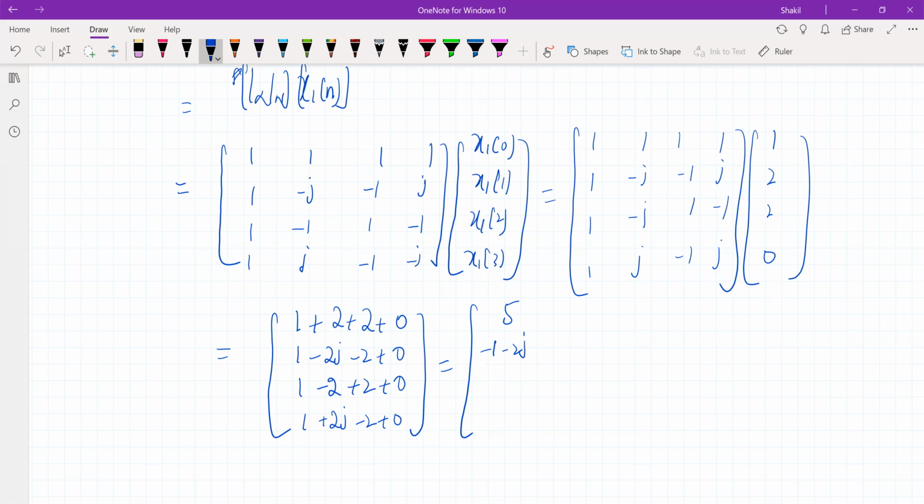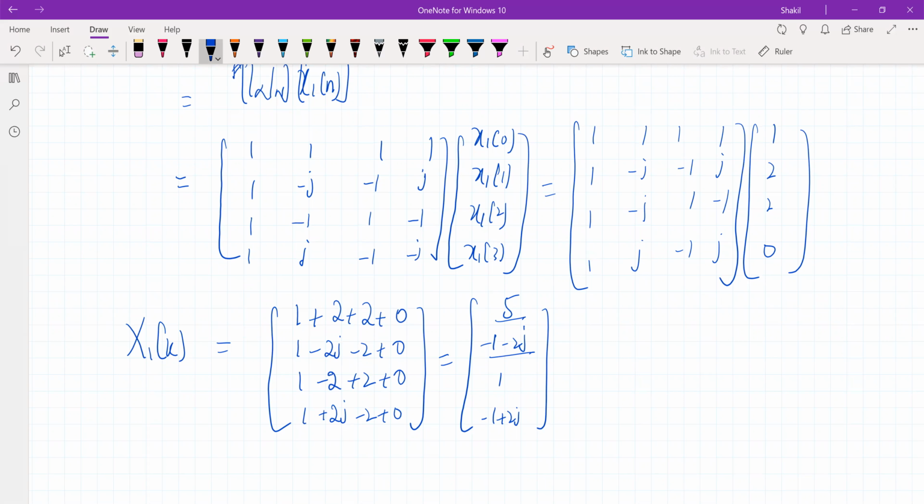Minus 1 minus 2j, minus 1 plus 2j. So this is the DFT of the first set. So x1 of k is this. In other words, this is x1 of 0, x1 of 1, x1 of 2, x1 of 3, and the capital X's. So the values if you compare with x1 of 0, x1 of 1, x1 of 2, x1 of 3. So this is the DFT of this sequence.